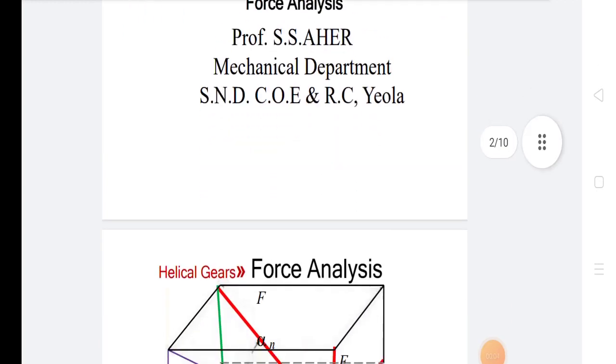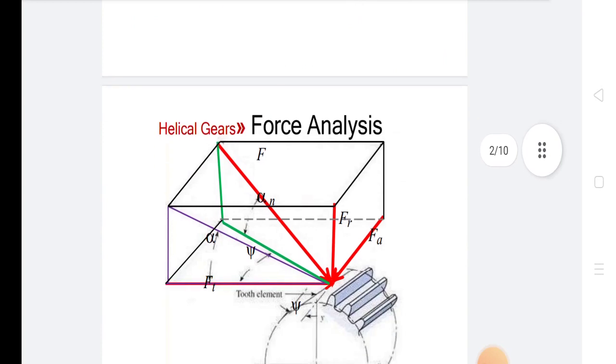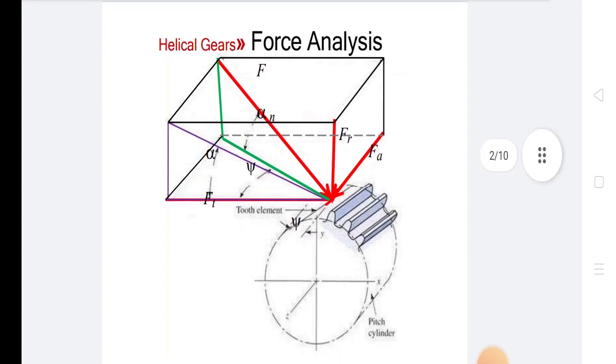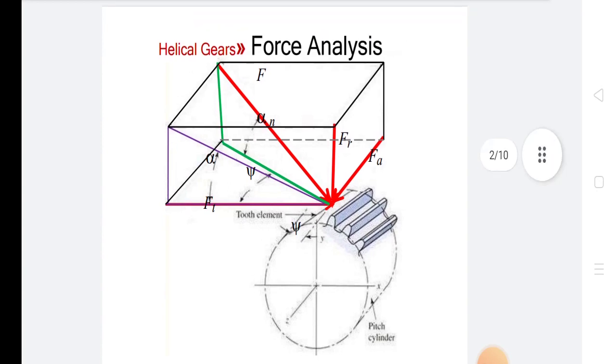Today we discuss force analysis. In force analysis, the resultant force F acting on the helical gear tooth can be resolved into the following three components: first, tangential force Ft, radial force Fr and axial force Fa. The tangential force Ft is a useful component of the resultant force F and it is responsible for the transmission of torque or power.